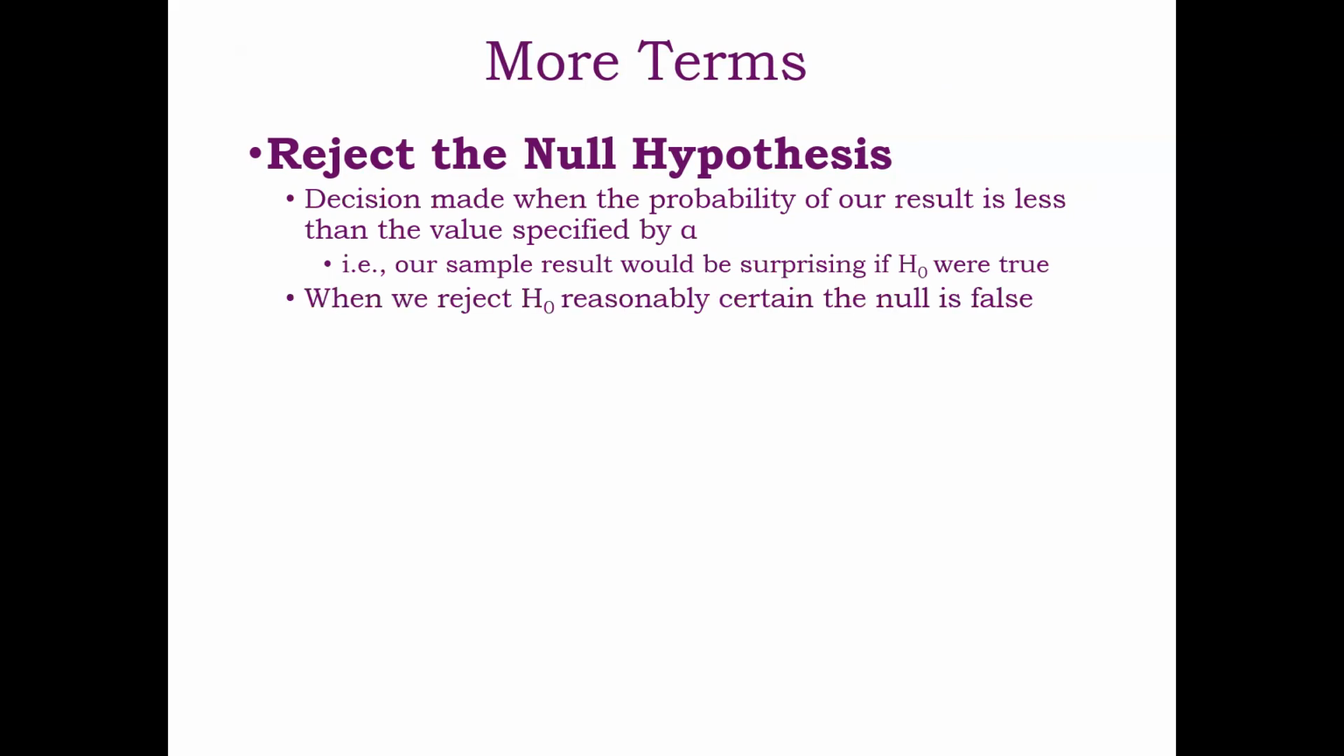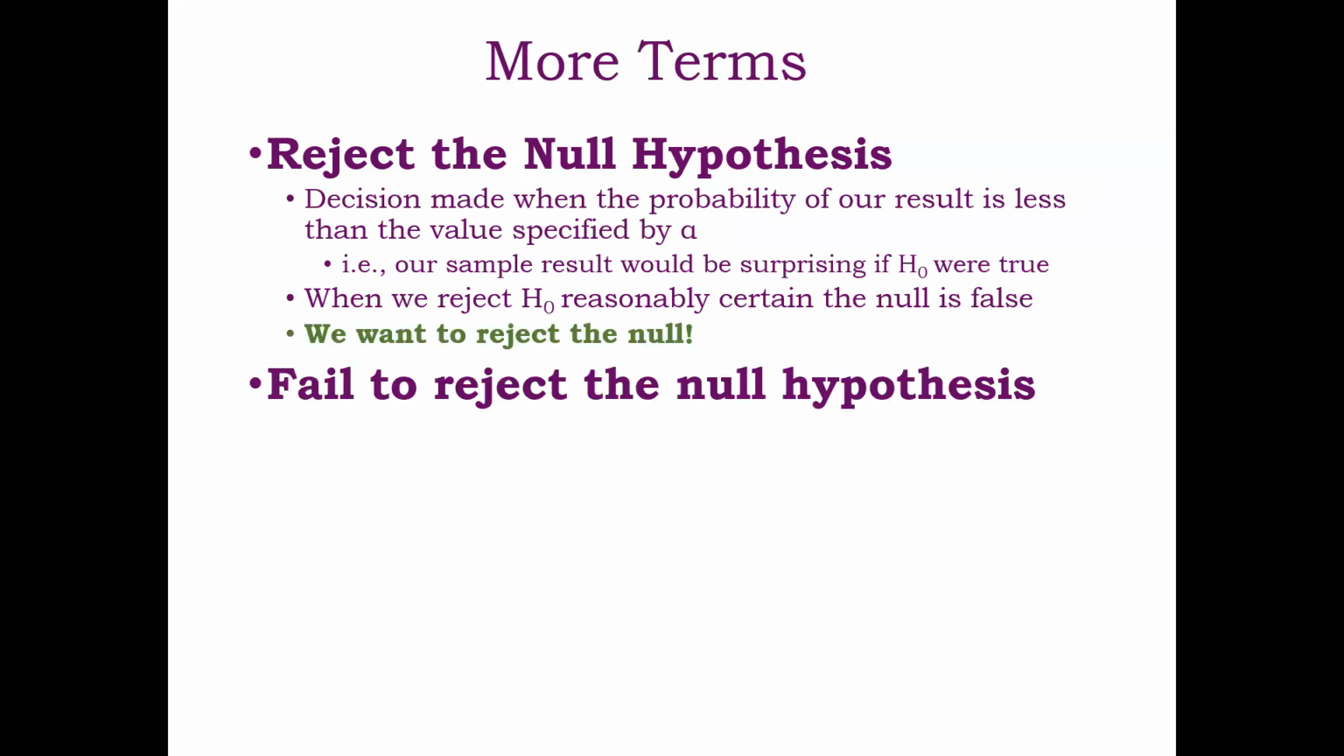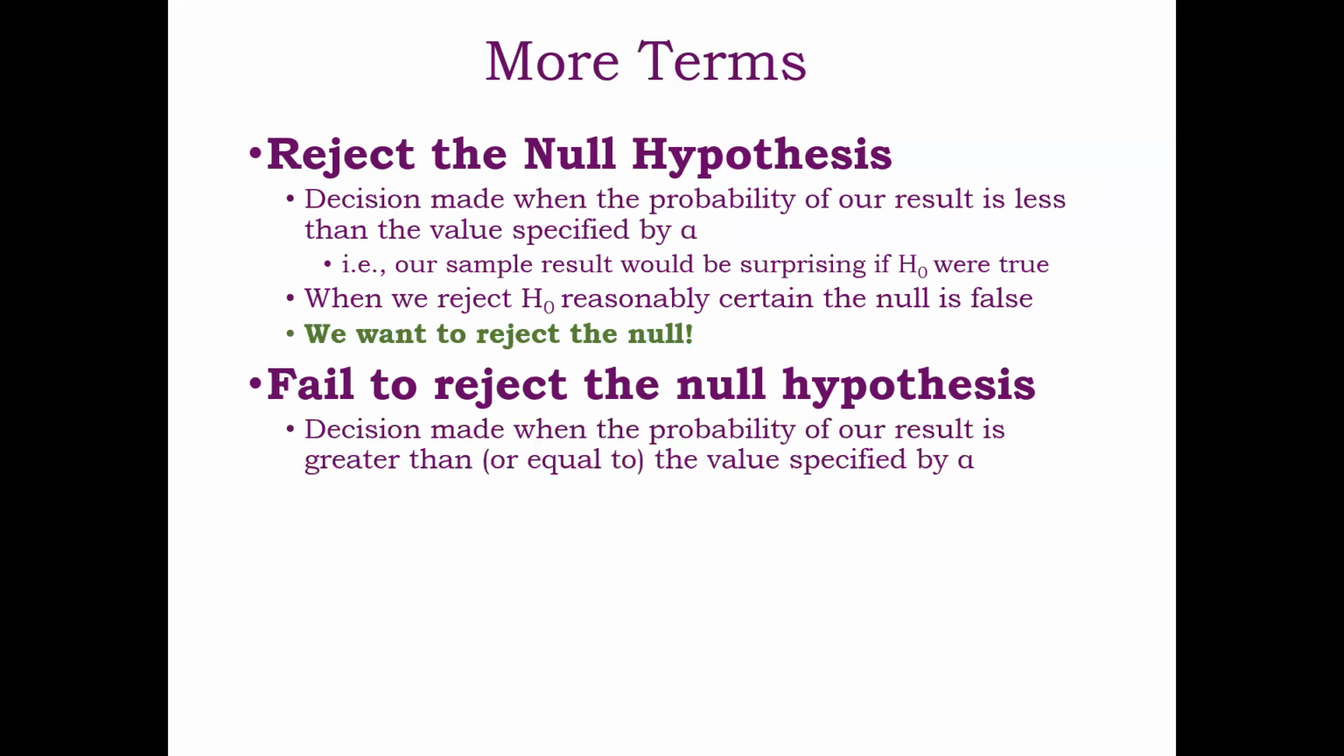When we reject the null, we have a pretty good degree of certainty that the null is false, but of course, there's no such thing as truth. We just think, right? We want to reject the null. The other thing that can happen is failing to reject the null hypothesis. This is when the probability of the result is greater than or equal to the value specified by alpha. So greater than or equal to 0.05, we fail to reject the null. In other words, our sample result would not really be surprising if the null were true.